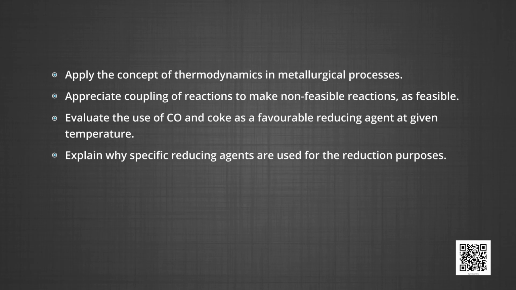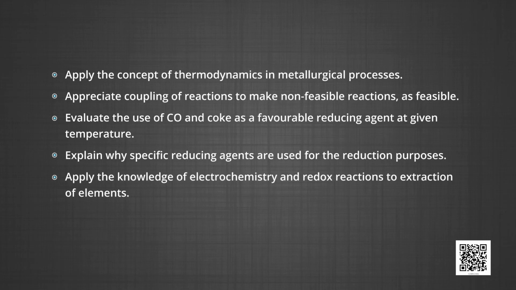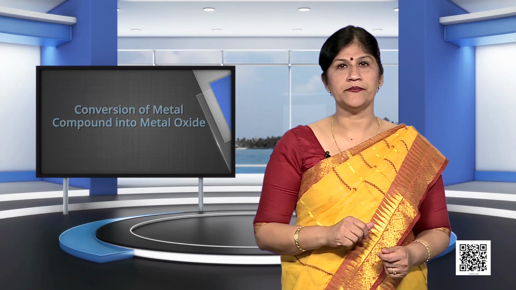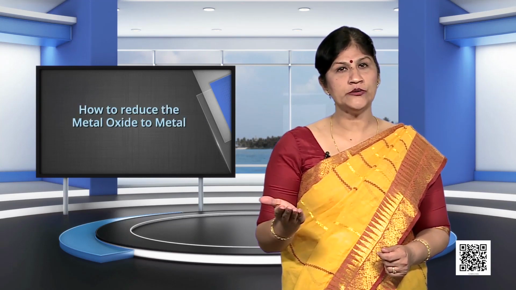You will be able to explain why specific reducing agents are used for the reduction purposes and apply the knowledge of electrochemistry and redox reactions to extraction of elements. In the previous module of this chapter, you studied about the first two steps in metallurgy of metals, that is, concentration of ore and conversion of metal compound into metal oxide. Now, in this module, we will discuss how to reduce the metal oxide to metal.